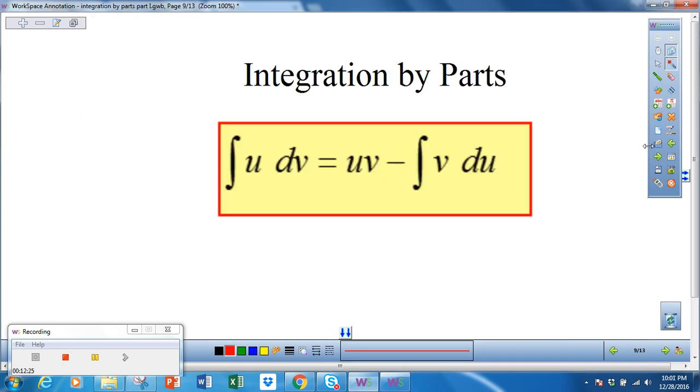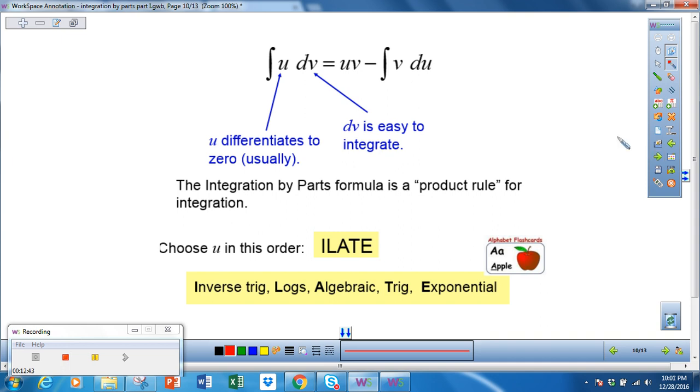Okay, integration by parts. This is an exciting topic. Integration by parts. This is the formula, so you want to take a moment, pause the video, and write the formula down, and I'll explain it in a minute. Okay, integration by parts is the product rule for integration, if you will.